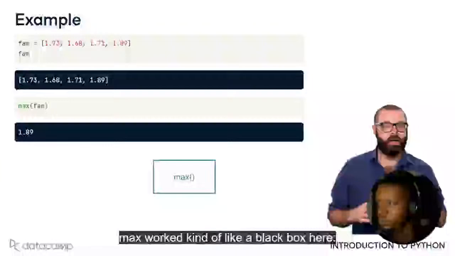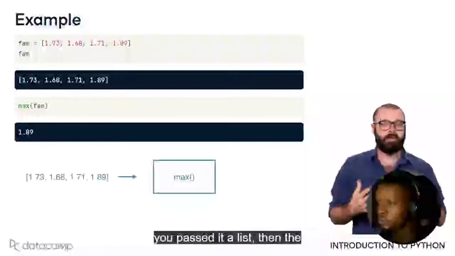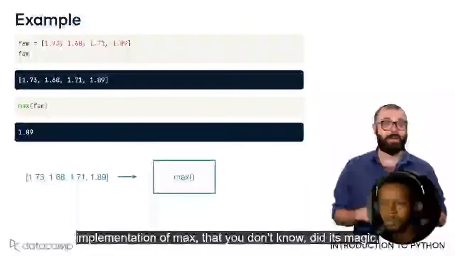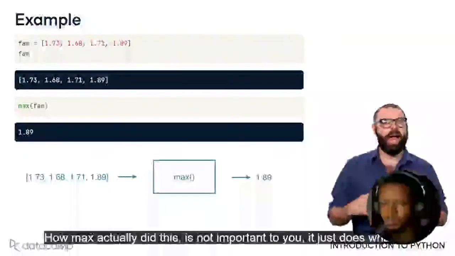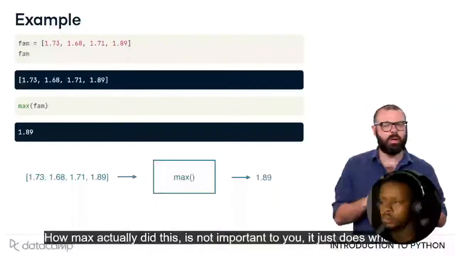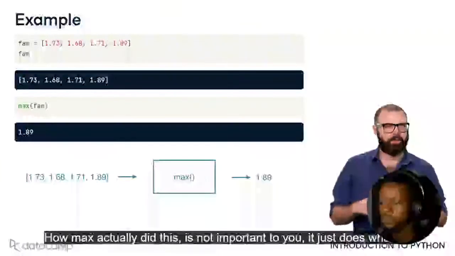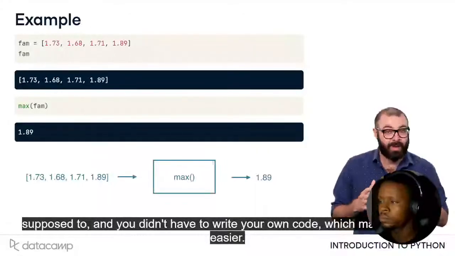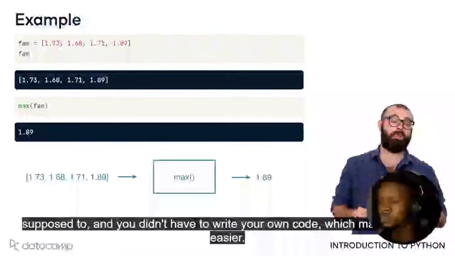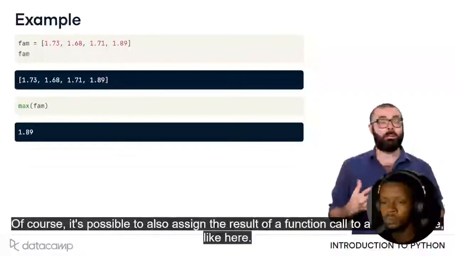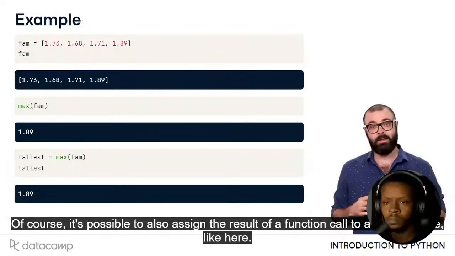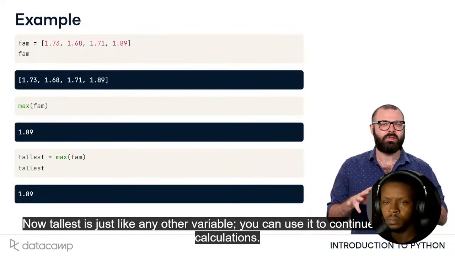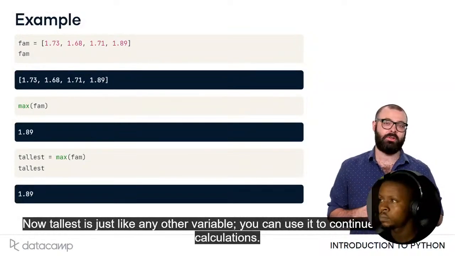Max worked kind of like a black box here. You passed it a list, then the implementation of max, that you don't know, did its magic and produced an output. How max actually did this is not important to you. It just does what it's supposed to, and you didn't have to write your own code, which made your life easier. Of course, it's possible to also assign the result of a function call to a new variable. Now, tallest is just like any other variable. You can use it to continue your fancy calculations.